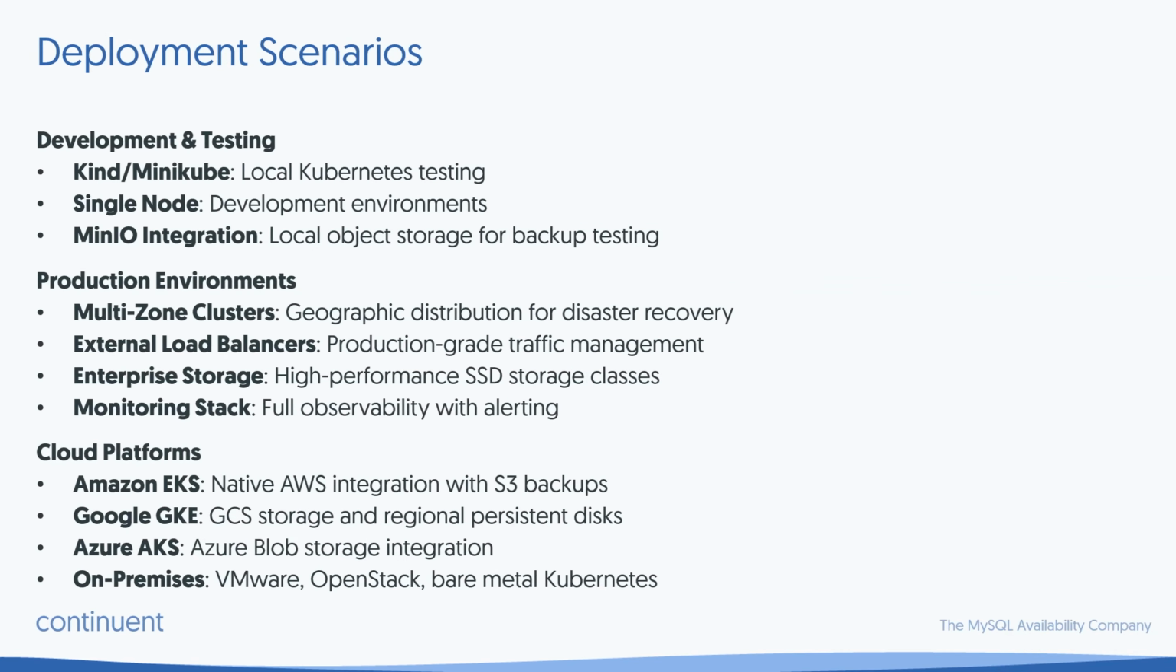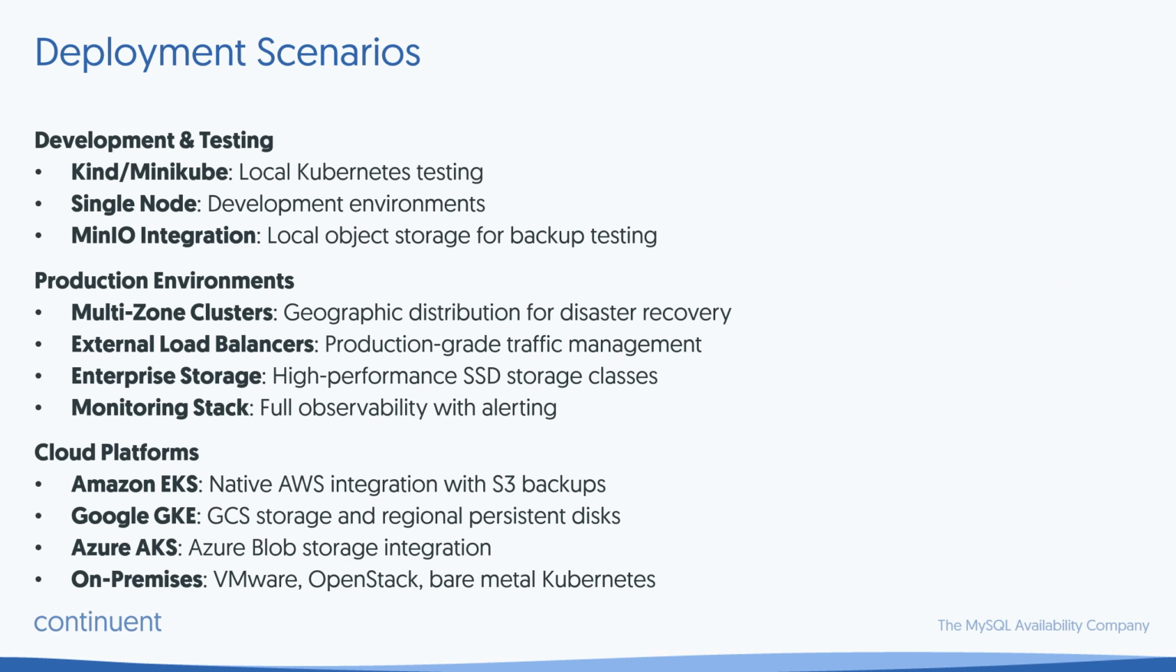Tungsten Operator is designed to run on a wide range of environments from development to full-scale production and across different cloud platforms. For development and testing, it works seamlessly with lightweight Kubernetes distributions like Kind or Minikube. You can even run it on a single node for simple dev setups. MinIO integration also allows developers to test backup workflows locally without relying on cloud services.